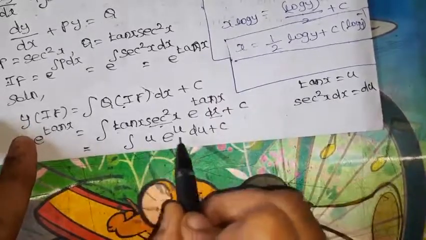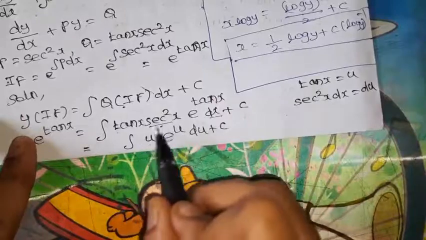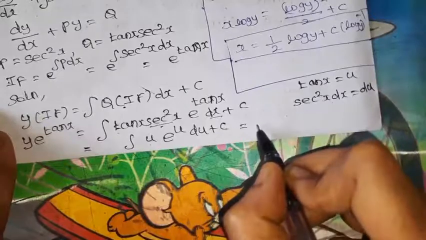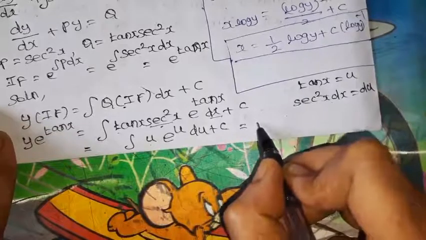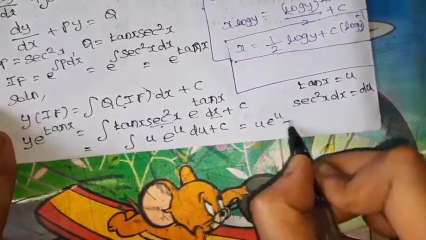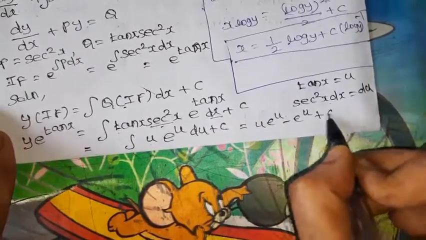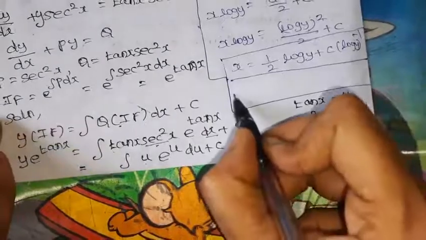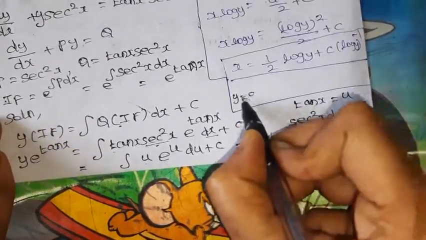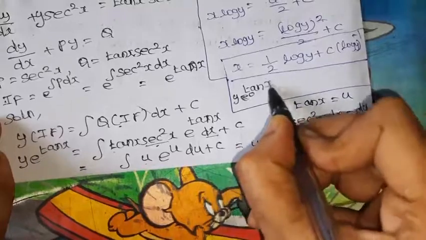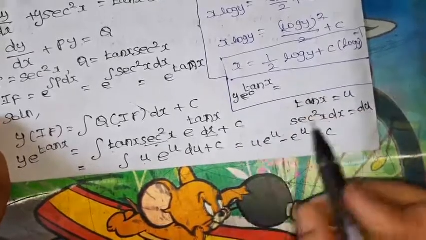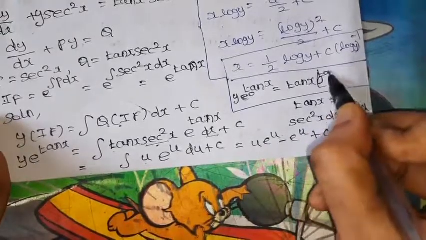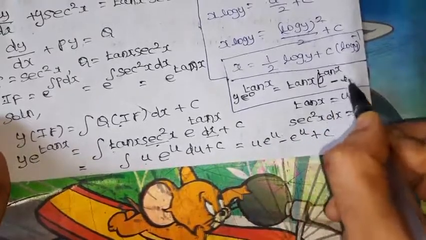It is in the form of x e power x. While integrating x e power x, what do we get? x e power x minus e power x. Similarly, u e power u minus e power u plus c. So now substitute back: y into e power tan x equals, by substituting u as tan x, tan x e power tan x minus e power tan x plus c.